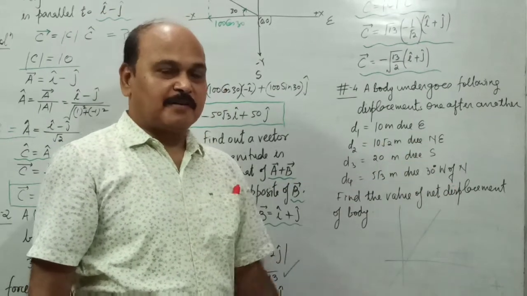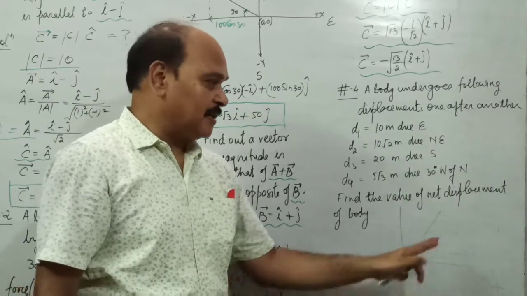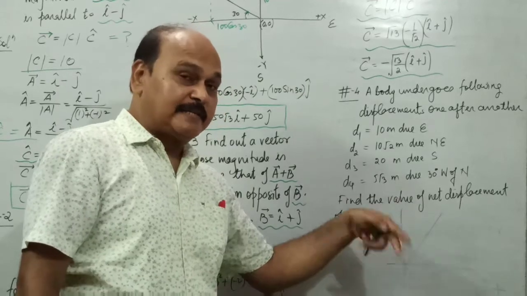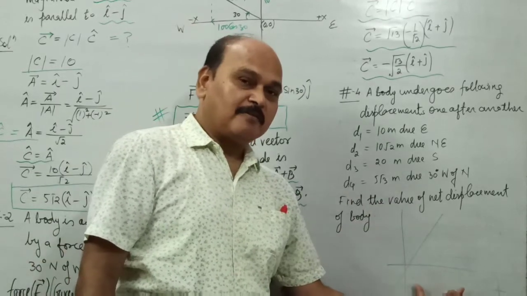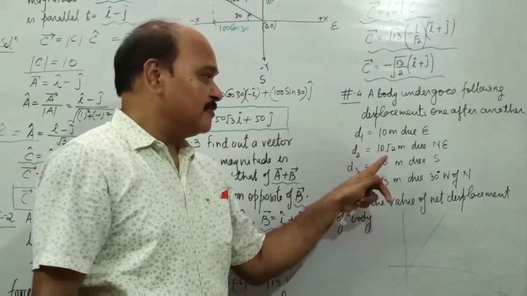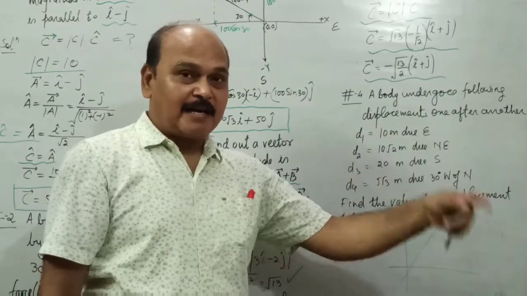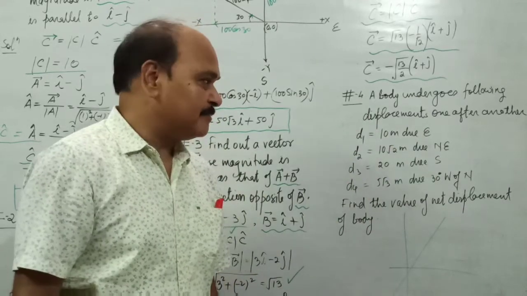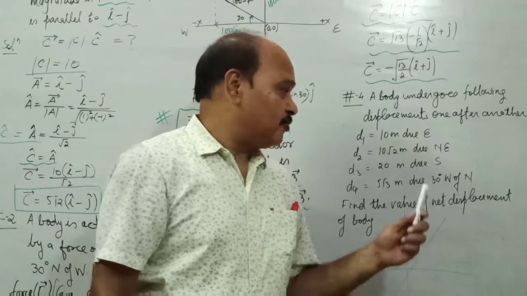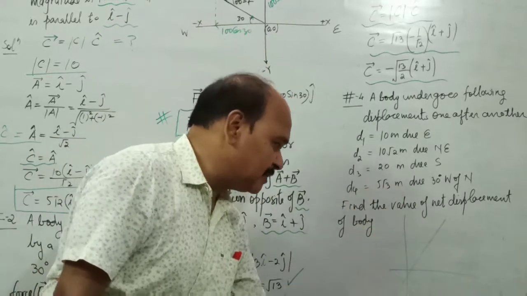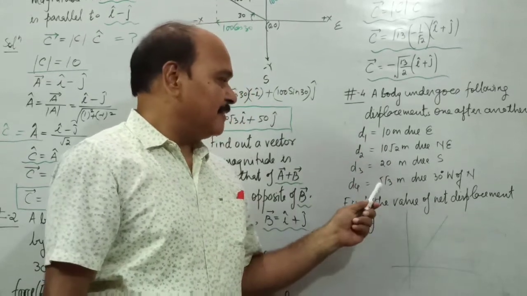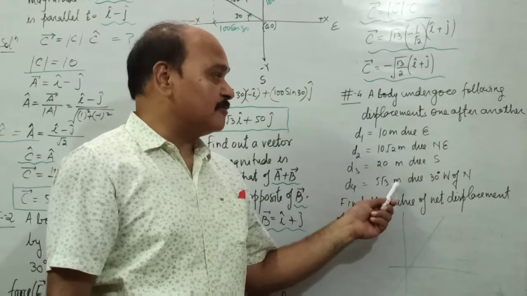So what is its position vector? 10 root 2 cos 45, 10 root 2 sin 45. That is 10. 10 would be the intercept along east and 10 would be the intercept along north. So this vector is going to be what? 10 i cap plus 10 j cap. Well, this d3 vector is going to be what? 20 meter due south, that is minus 20 j cap. And you can write down d4 vector also.